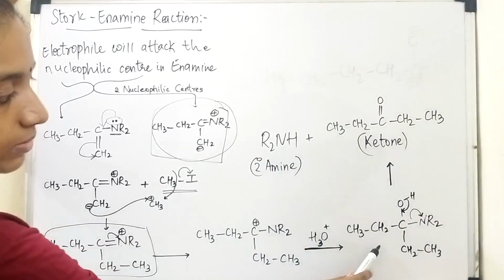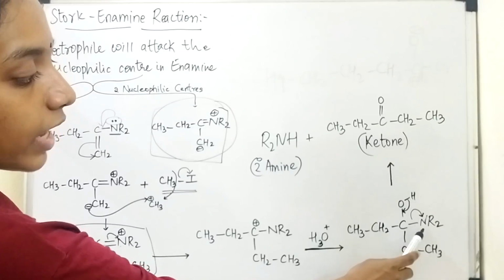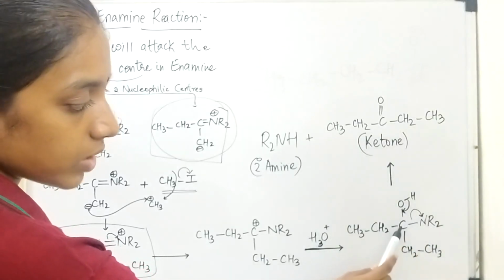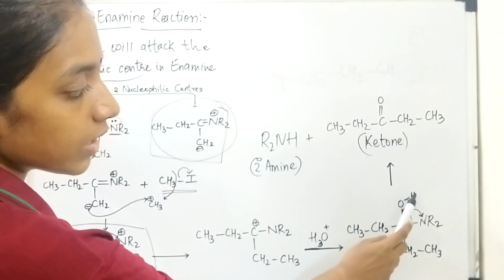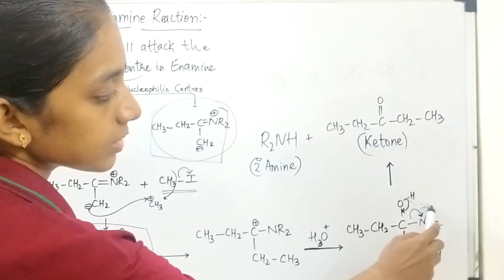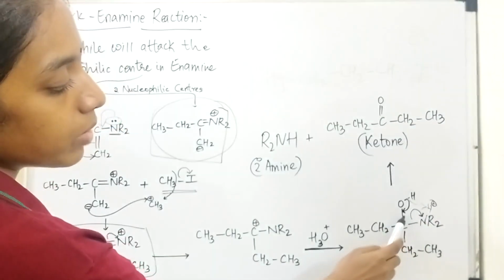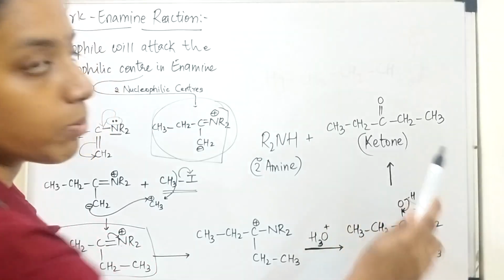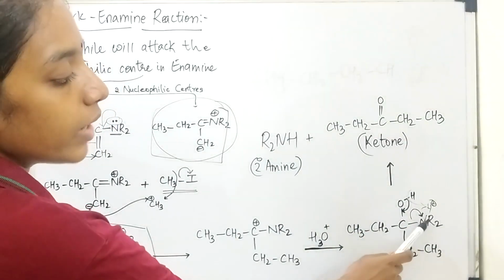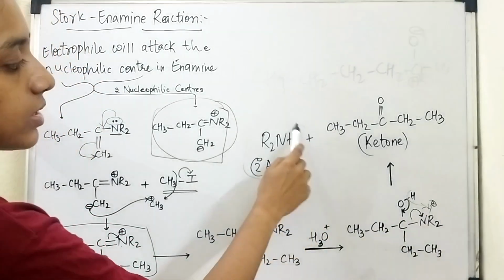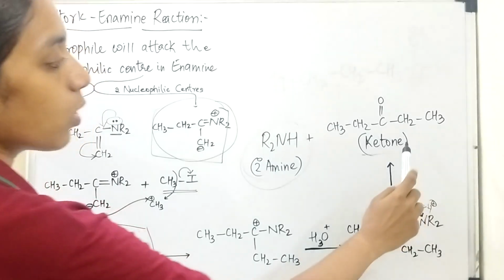Now in this structure, as nitrogen is more electronegative, it will take the bond from carbon. Carbon will be positively charged. The bond between oxygen and hydrogen is shifted here. Hydrogen leaves as H+. And a double bond is formed between carbon and oxygen, giving us a ketone compound. Now this R2N- and H+ will come out as amine. This is the byproduct and this is the final product.